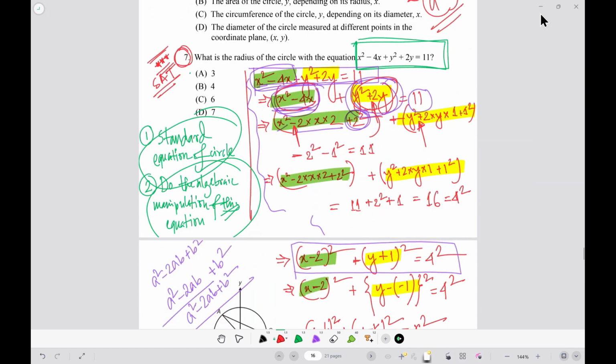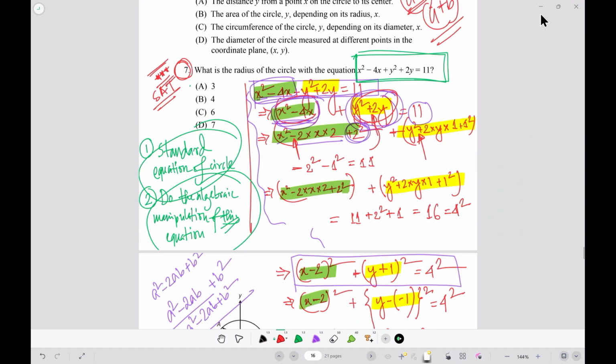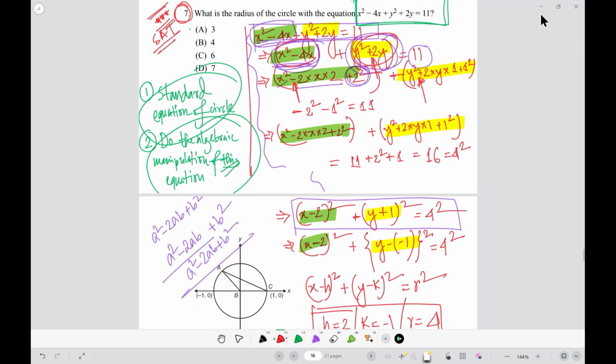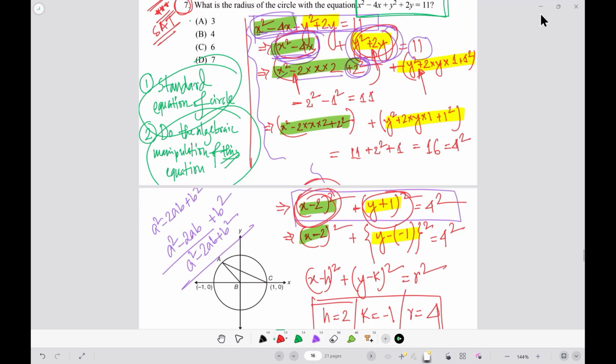The a and b can hold any kind of value. The point of concern is that we just need to make it a whole square. This is a whole square term. And we need to make it look like the whole square term.